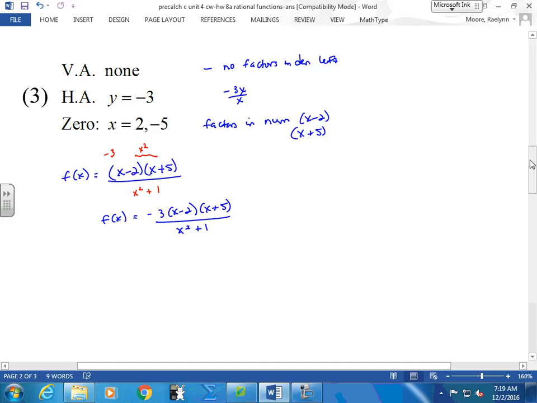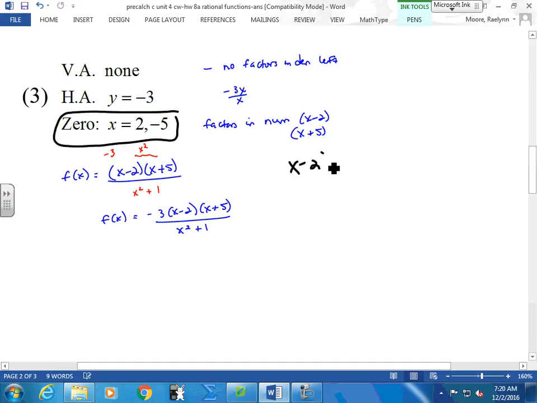The zeros, you find the zeros in the numerator. Set those to factors. Okay, so the first thing we're going to do is set these guys to factors. Start with that. So now you got your zeros. You have no vertical asymptote. You have no restriction in the denominator. So let's remember that. Your horizontal asymptote says y is equal to -3.